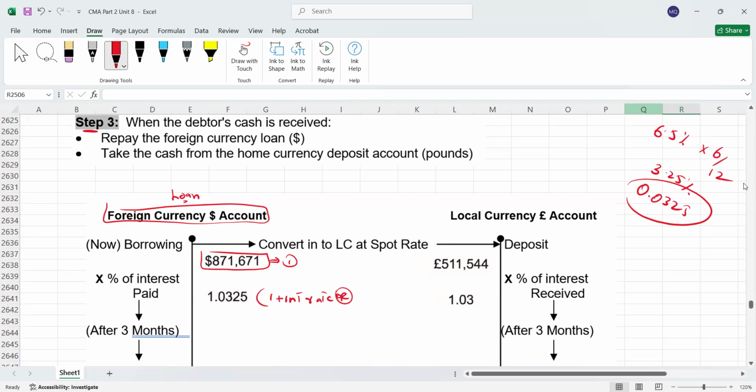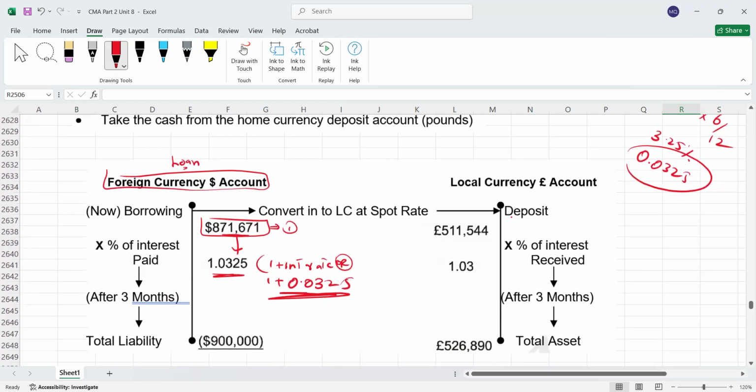So this is what we have today. So 1 plus 0.0325. If I add this, it will be equal to 1.0325. And if I multiply the loan amount with the 1 plus interest, this will give you the total liability. And see, it is equal to the foreign currency receipts, right? Because in future, in 6 months, as you will get 900,000 from the customer, you will settle this liability without any conversion. So this is one side, okay?